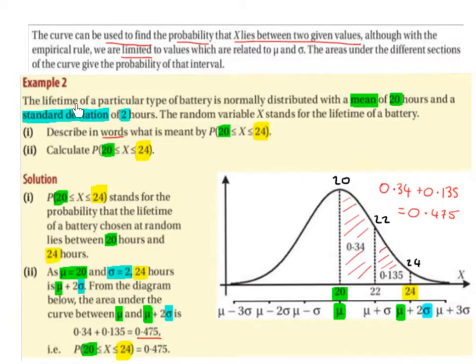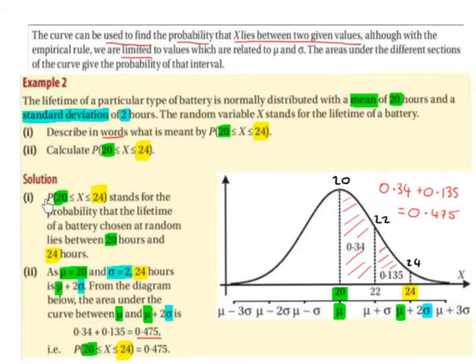The lifetime of a particular type of battery is normally distributed with a mean of 20 hours and a standard deviation of 2 hours. The random variable x stands for the lifetime of a battery. Part 1. Describe in words what is meant by P: the probability that x is greater or equal to 20 but less than or equal to 24.